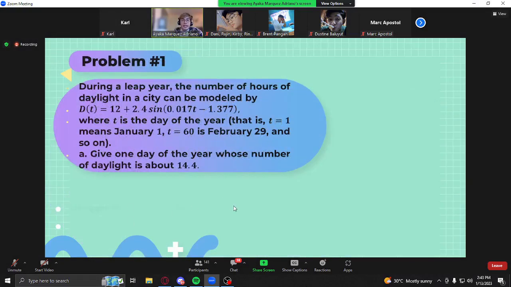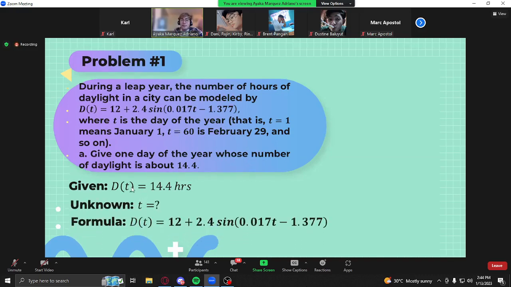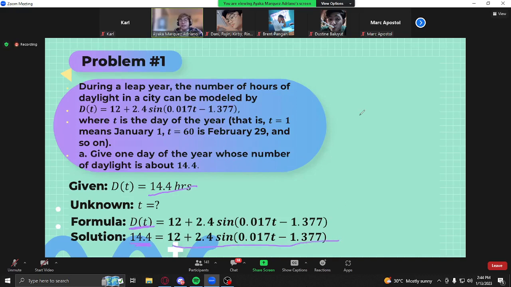Paano yung letter A? So una, ang given natin ay d of t is 14.4, no? Our unknown is the t-value. So the formula is d of t is equal to 12 plus 2.4 sine times the quantity 0.017 t minus 1.377. Solution. I-replace natin yung d of t ng 14.4 because that is our given. Then equate natin doon. Next.